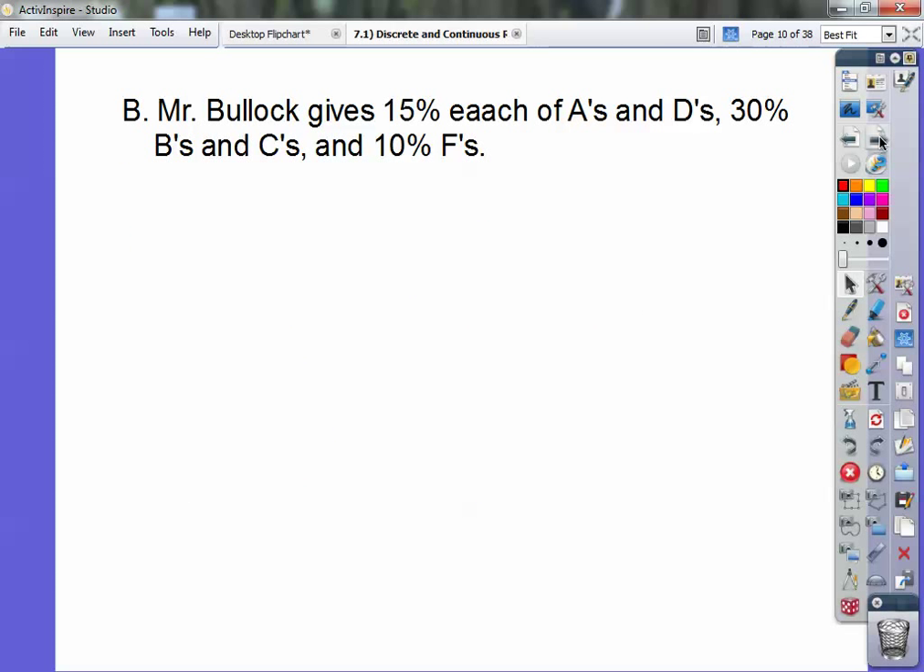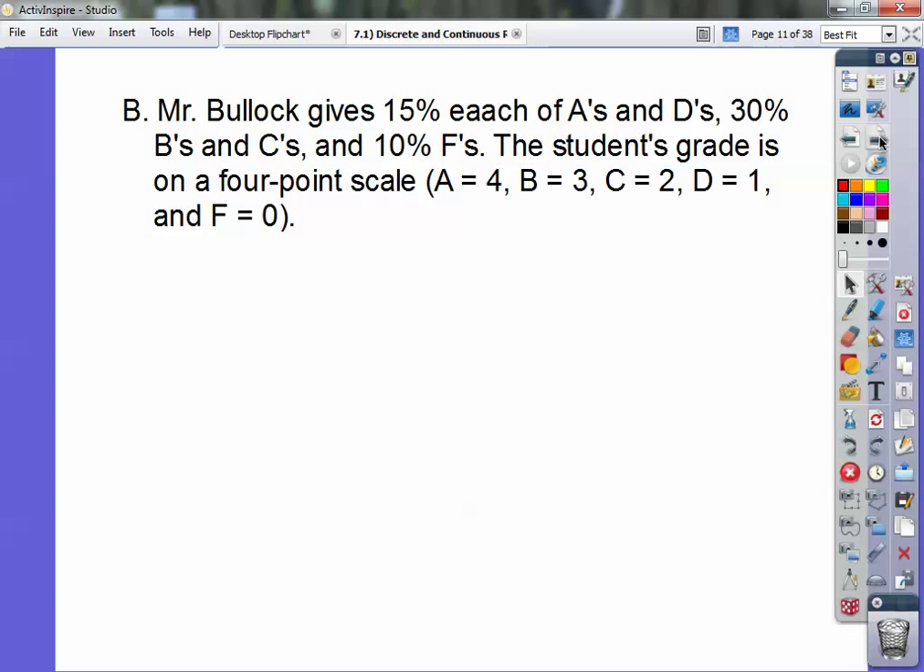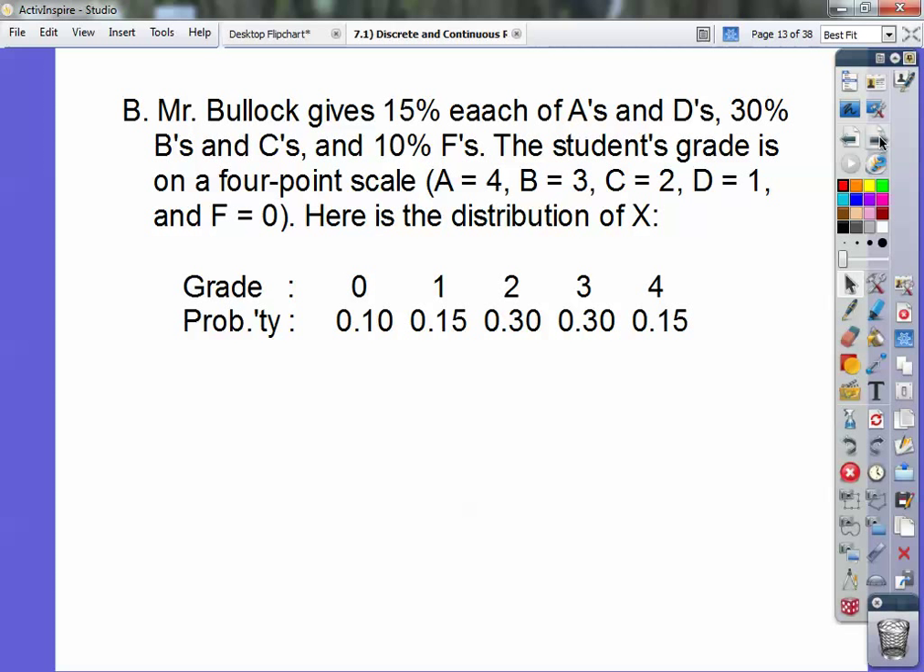Mr. Bullock gives 15% each on A's and D's, 30% on B's and C's, and 10% on F's. Whoops, I put up too many A's in there. You'll find out later this makes a perfect bell-shaped curve. That's later. The students' grades are on a 4-point grading scale, where a 4 is an A, a B is a 3, and so on. You guys are all aware of those, okay? And then here's the distribution of X. Remember, X is all the grades right here, okay? So the grade is going to be 0, 1, 2, 3, 4. And the probabilities are right below that. That's given up in the word problem right up there.